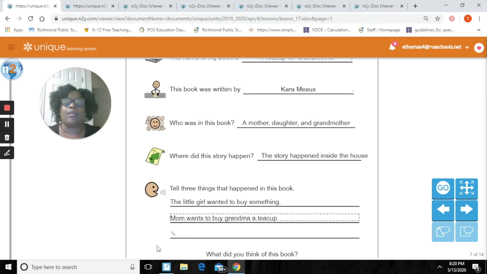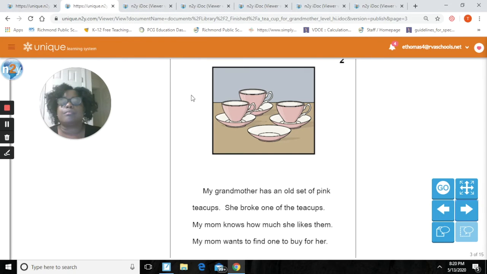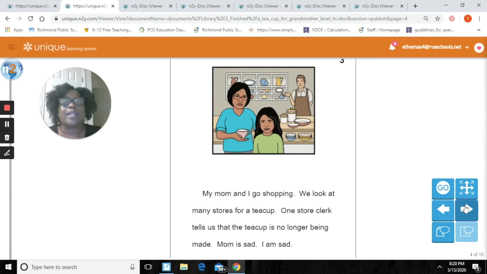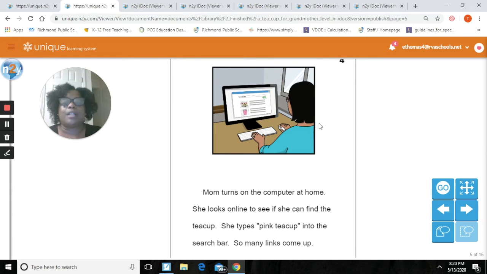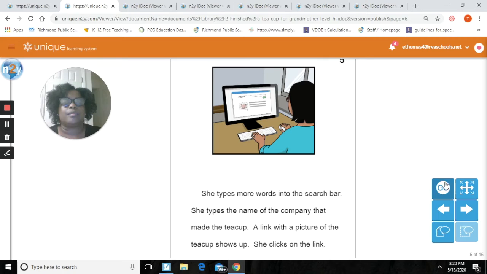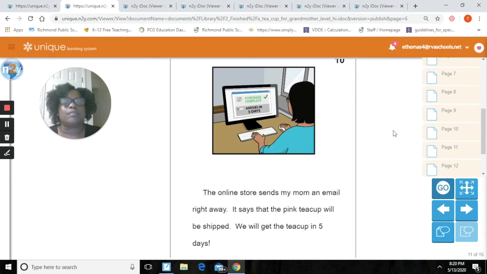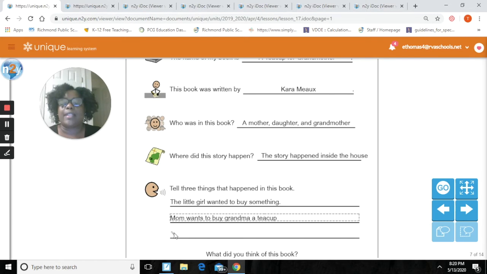Okay, so here we already have two things that happen, right? Can you think about something else that happened in this story? Let's go back over here and take a look at it. If we look at our story, we see mom starts searching online, right? And what did she end up doing? She ended up purchasing that teacup, right? So that's one of our last facts we can put here.